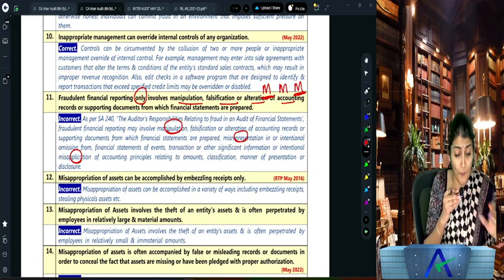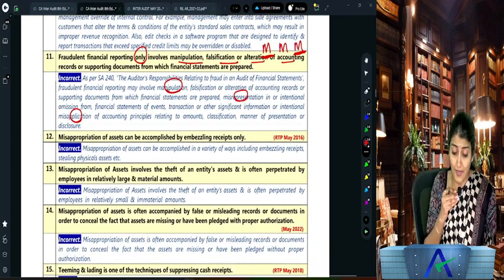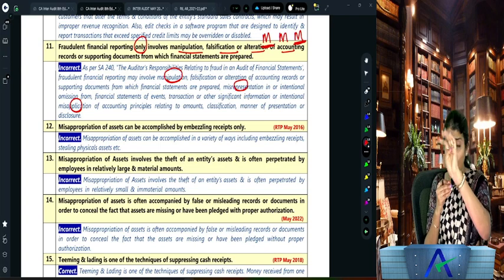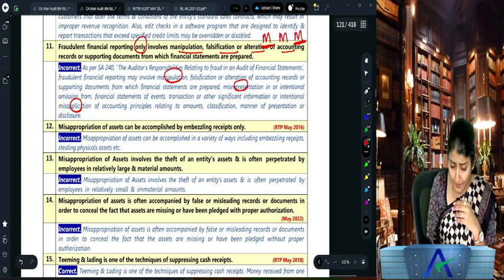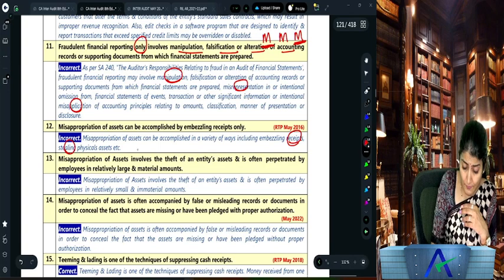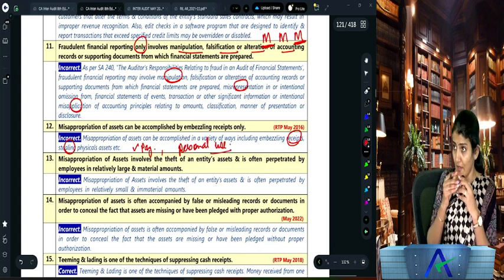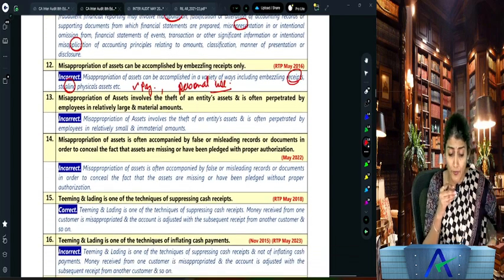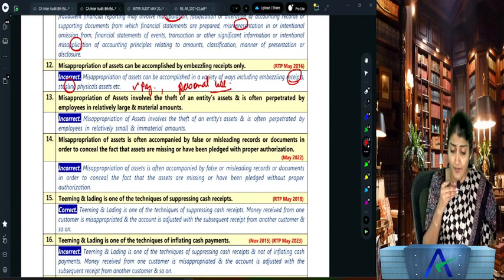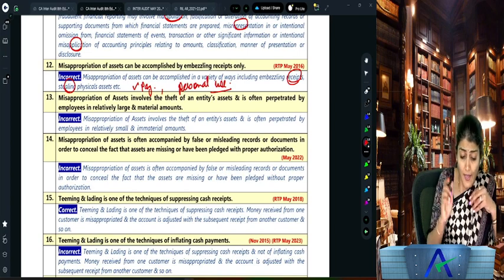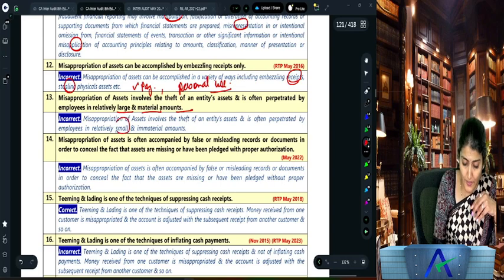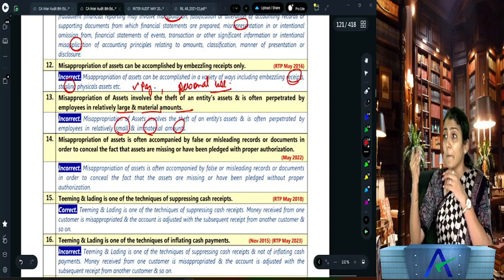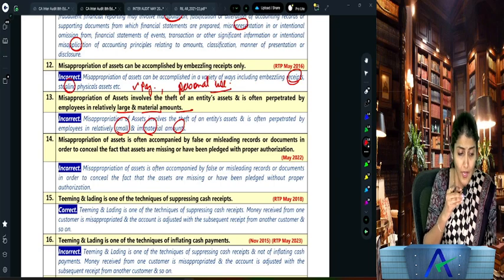Okay. Then misappropriation of assets can be accomplished by embezzling receipts only. No, there are four. What does it say? Embezzling the receipts, or stealing the physical assets, or causing an entity to pay for goods and services not received, or using the company's assets for personal use. Right? So that is the misappropriation of the assets. Then misappropriation of assets involves the theft of an entity's assets and is often perpetrated by employees in large and material amounts. No, it is generally committed in small and immaterial amounts, right?